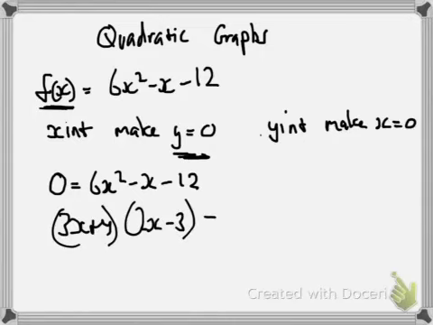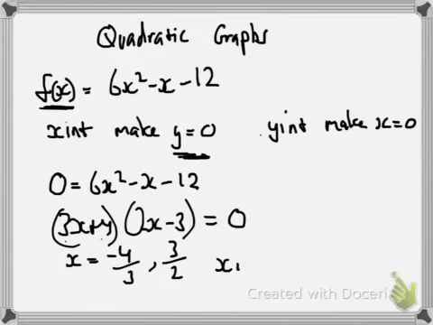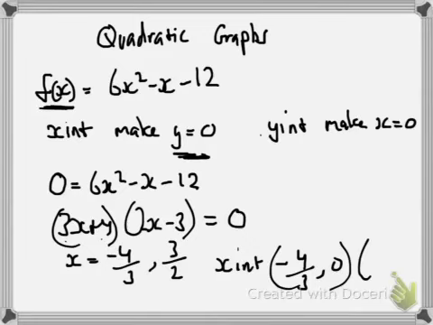Now, I'll put the equals 0 on this side. The two solutions there are x = −4/3, opposite sign over coefficient, and x = 3/2. Hence my x-intercepts are going to be (−4/3, 0), and the other one is going to be (3/2, 0).